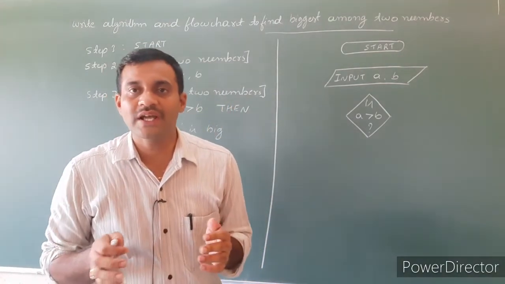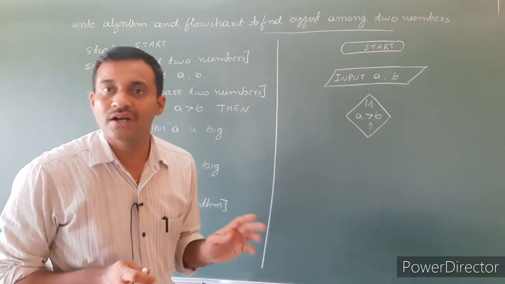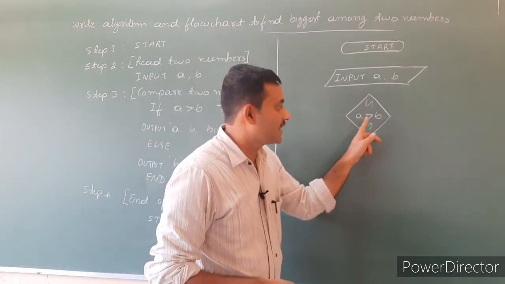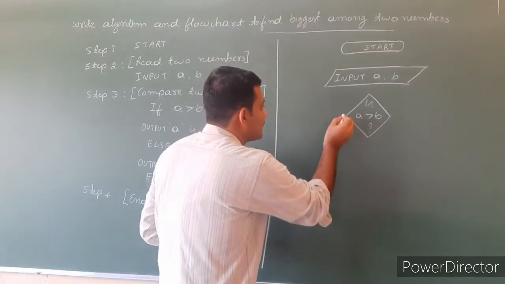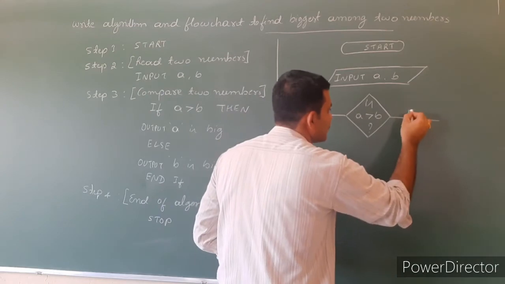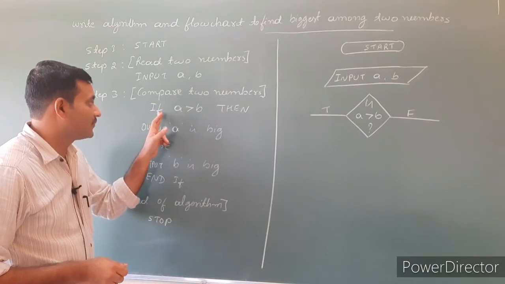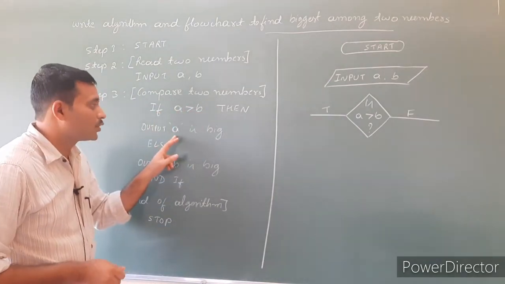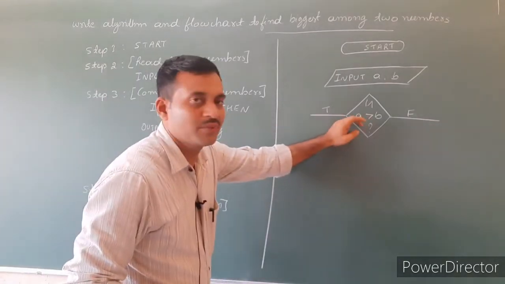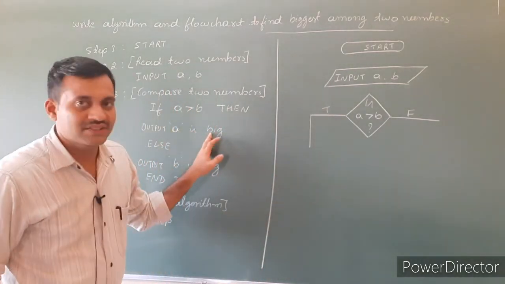These values are called Boolean values. Either it returns true or false. There are only two alternatives, hence these are called Boolean values. Write the rhombus, and inside that write A greater than B, question mark. Either it returns true or it returns false. If A is greater than B is true, then we say A is the biggest. So A is the biggest is the output.